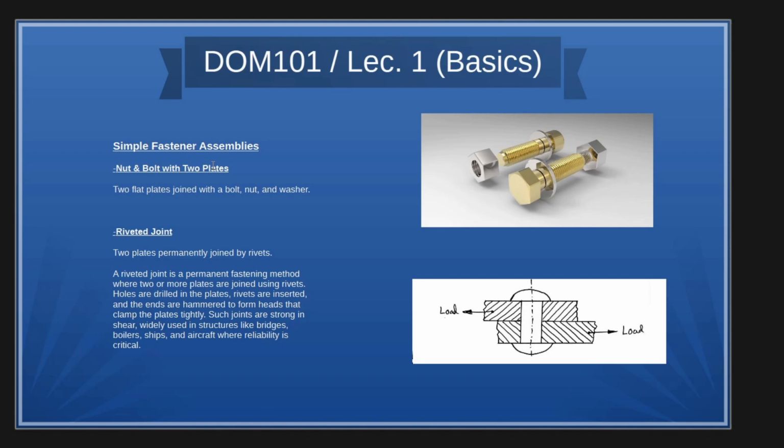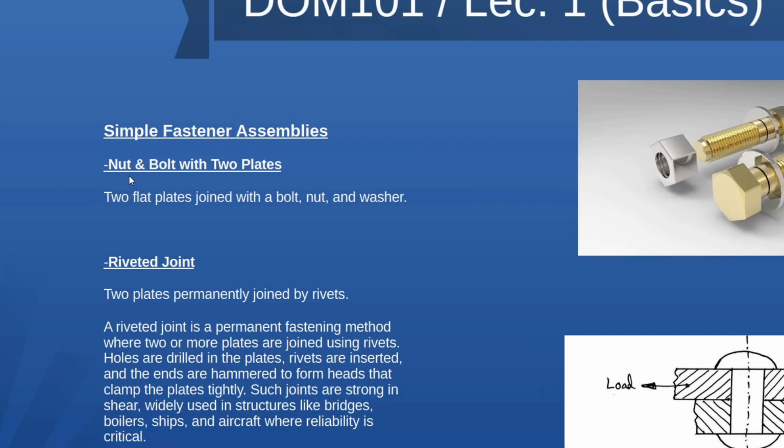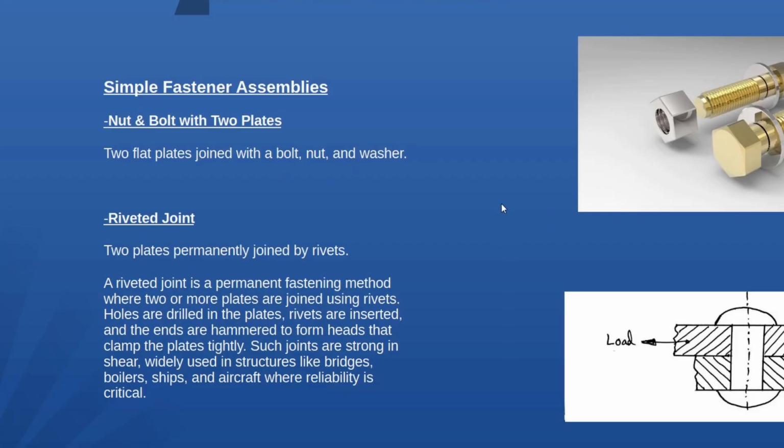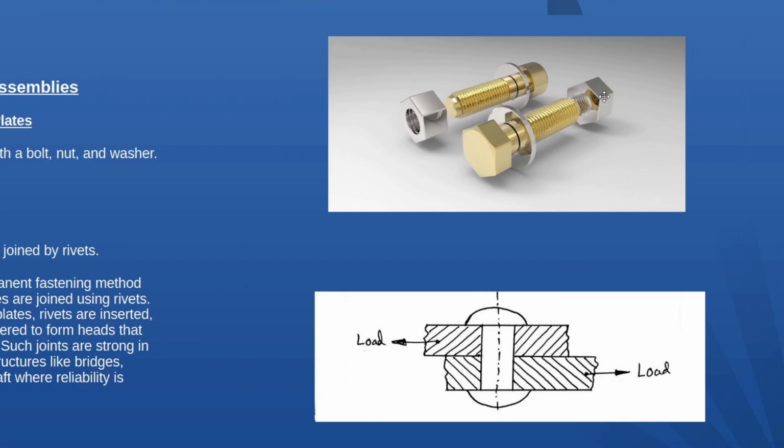Okay, so just now we covered the simple fastener assemblies. In that we covered the nut and bolt assembly in the previous lecture which we were discussing on the board. So here there is an example of the nut and bolt with two plates, which is the classic assembly where the two plates are joined with a bolt, nut and a washer. So as you can see, there is a bolt and nut and a washer. This is classic.